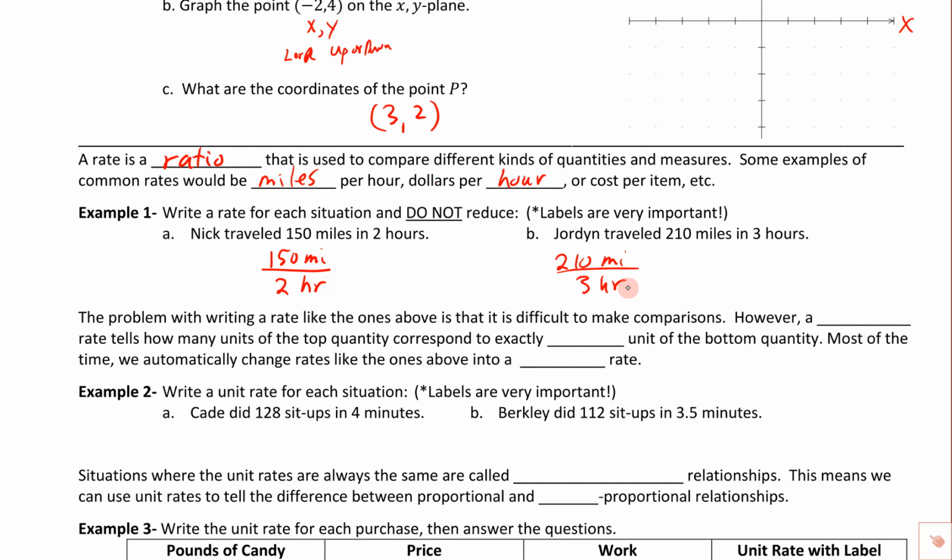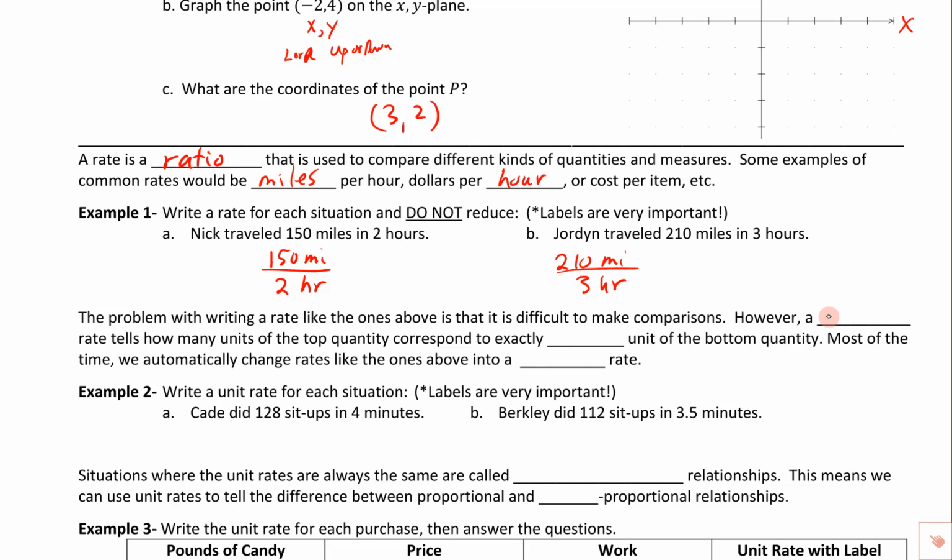So the problem with writing rates like this up above is it makes it really difficult to compare. A normal question here would be, well, who was going faster? Was Nick going faster or was Jordan going faster? Nick didn't go as far, but he didn't travel for as long. He only traveled for 2 hours. Jordan went further. She went 210 miles, but she did that in 3 hours. So it makes it kind of difficult to compare.